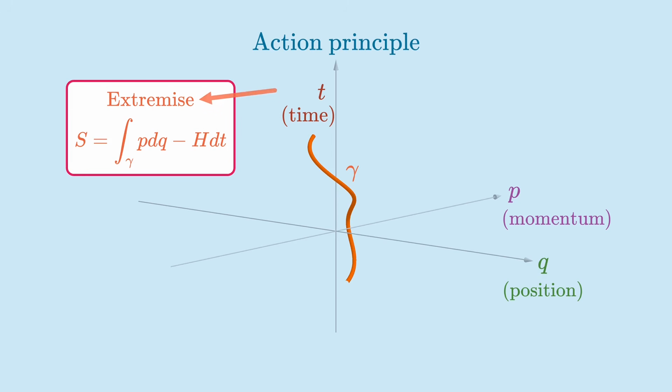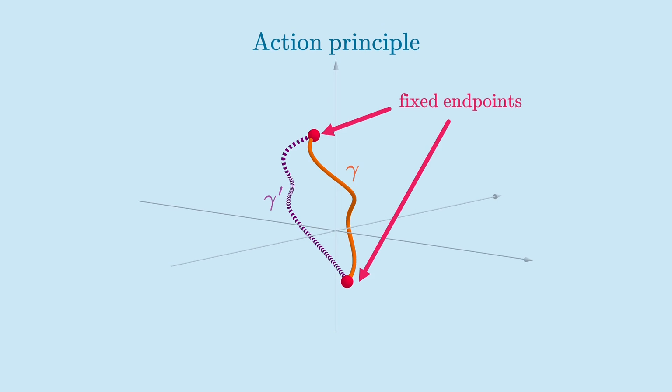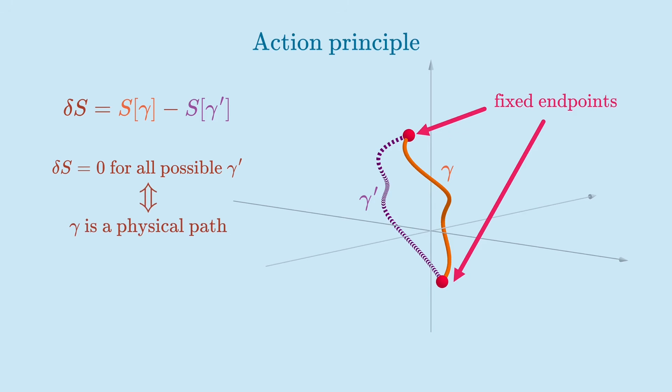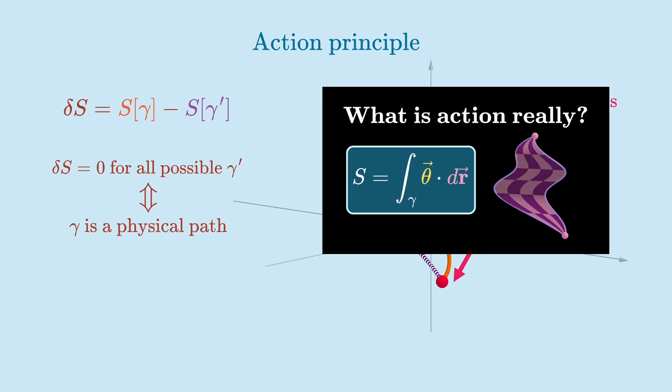I want to clarify what extremize means, as it's relevant later on. When I vary the path slightly from gamma to gamma prime with the two endpoints fixed, I can compute the difference between the S's along the different paths. Extremize here means this difference is 0 to first order for all infinitesimal variations gamma prime. The action principle is that gamma is a physical path that a particle's state can take. For more details, I've previously made a video on this.